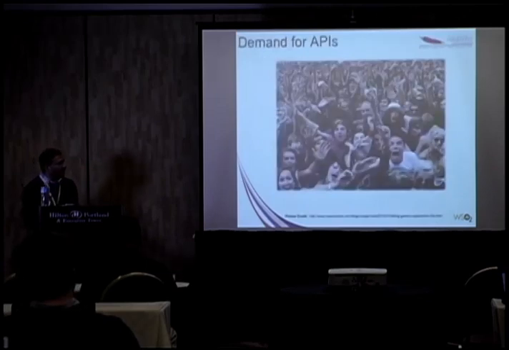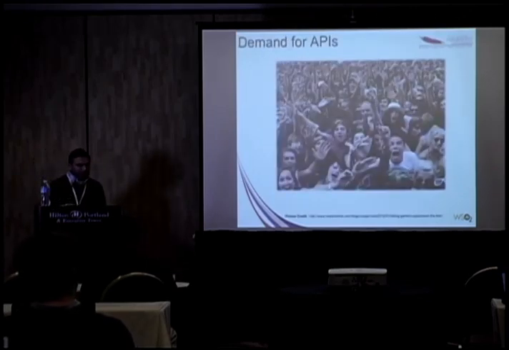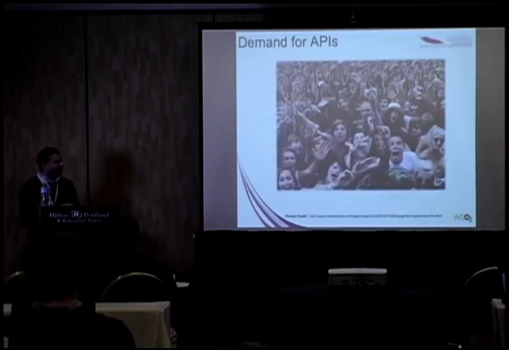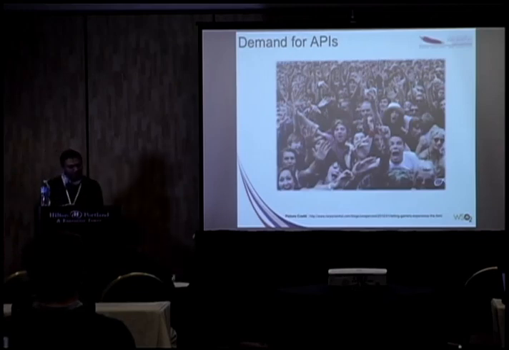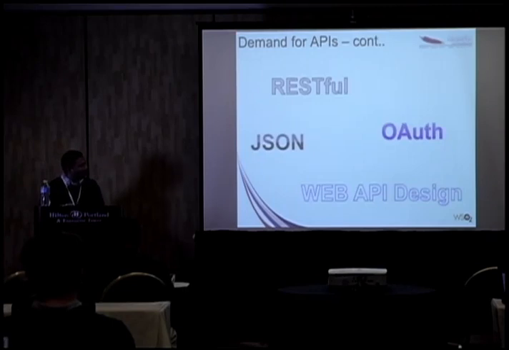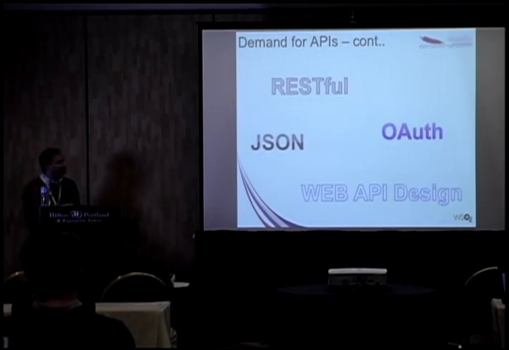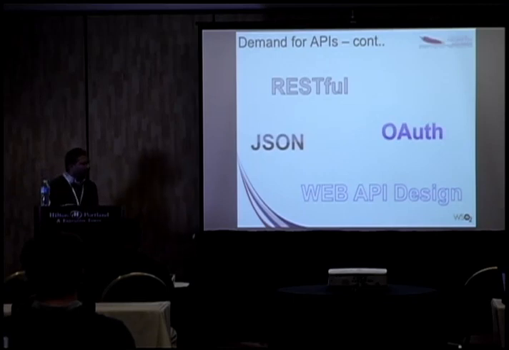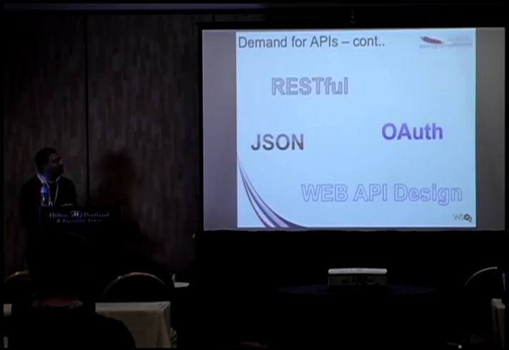And the demand for APIs is really high, because people are looking to leverage different types of business functionalities. When we look at the demand from the technical side, it looks like this: people are looking for RESTful, JSON savvy, secured by OAuth, and compatible with web API designs like Hateoas. So this is what people are looking for.